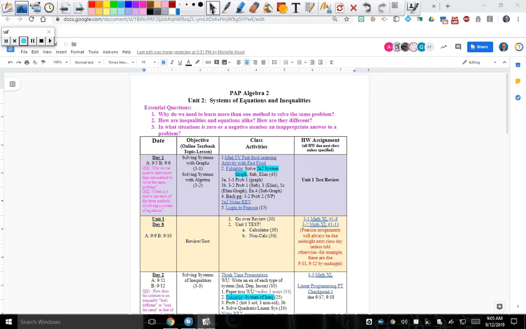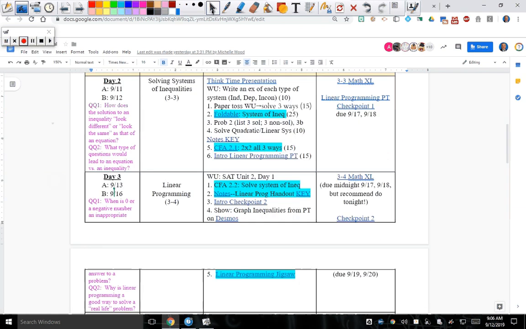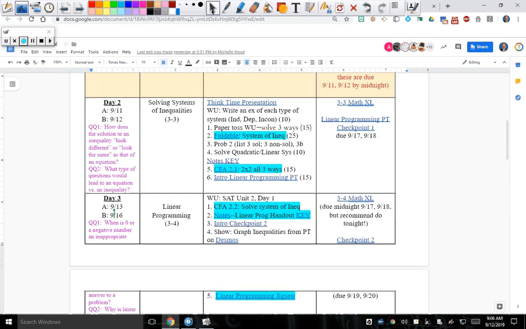Unit 2, Day 2. What we're going to talk about today is, and I did put a new calendar on Google Classroom, FYI. Unit 2, Day 2. The two questions that I have for you today: how does the solution to an inequality look different or look the same as that of an equation? An equation has an equal sign. An inequality is less than or greater than, less than or equal to, or greater than or equal to. How do they look different? And what type of questions would lead to an equation versus an inequality?